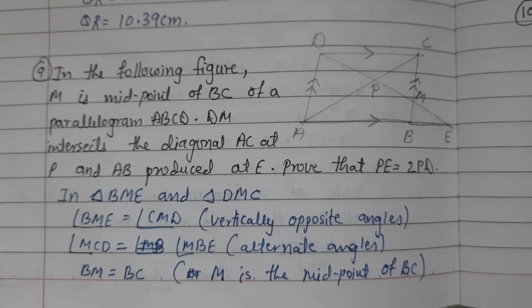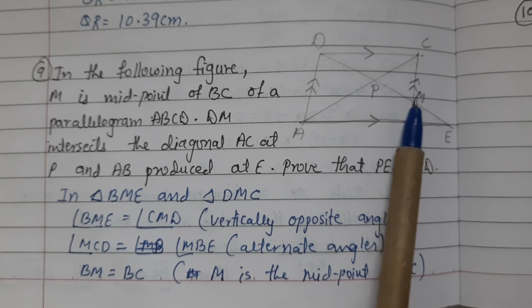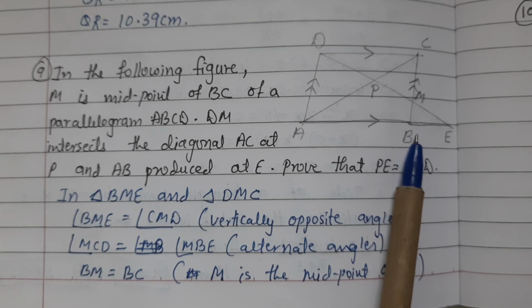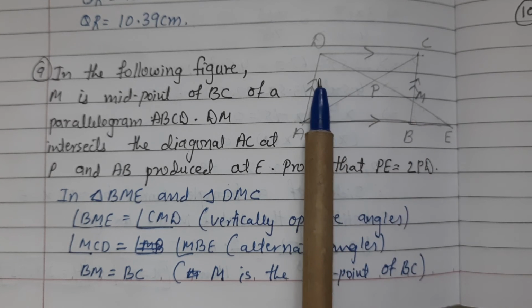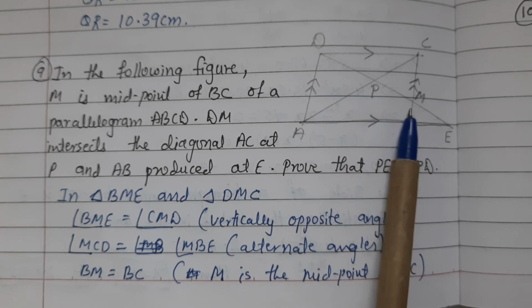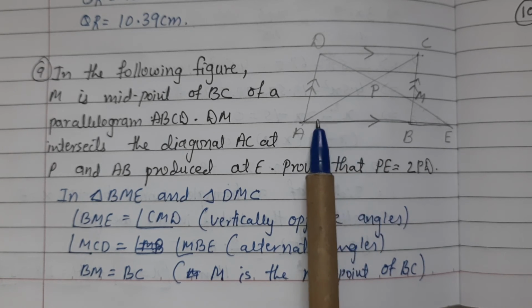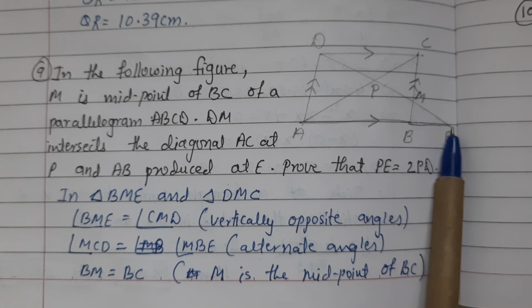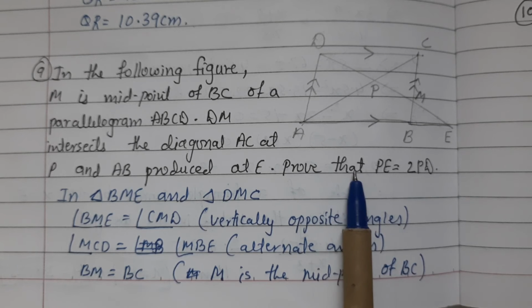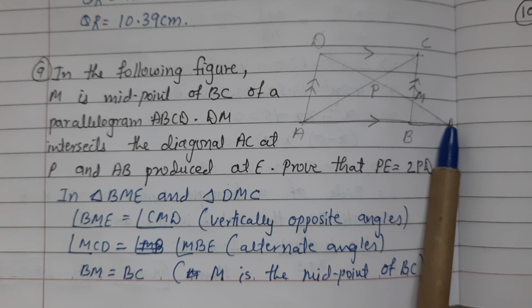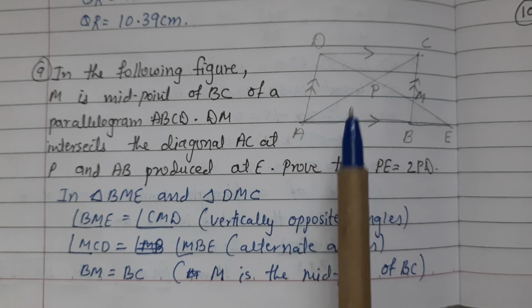Sum number 9. In the following figure, M is the midpoint of side BC of a parallelogram ABCD. DM intersects diagonal AC at P and produced AB meets at E. Prove that PE is equal to twice DP.